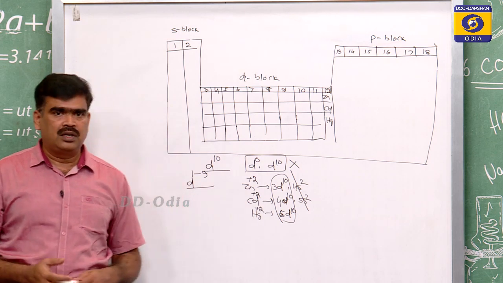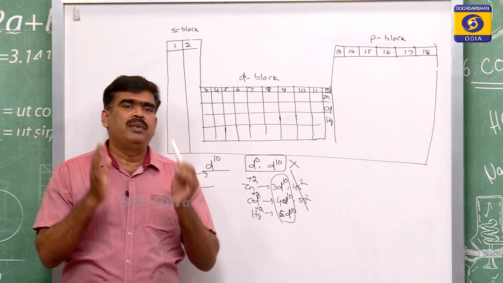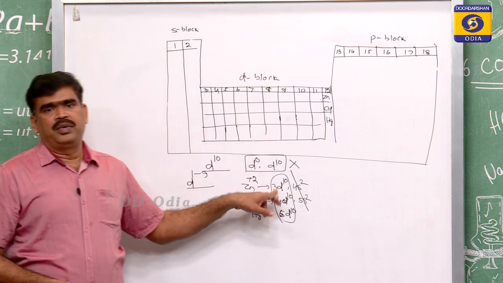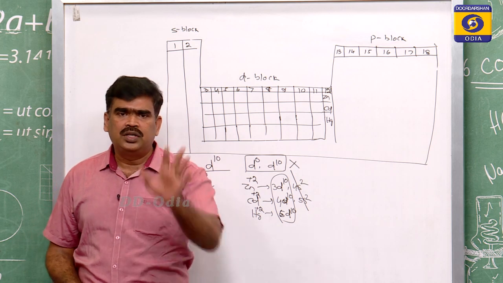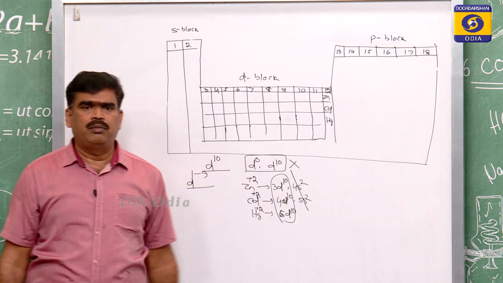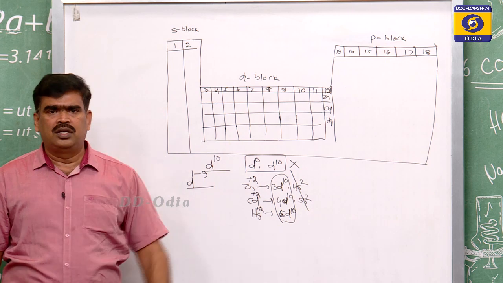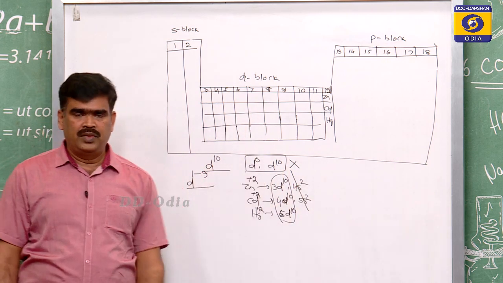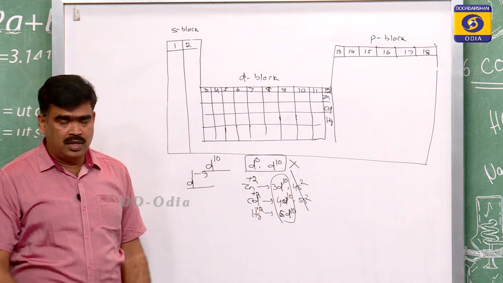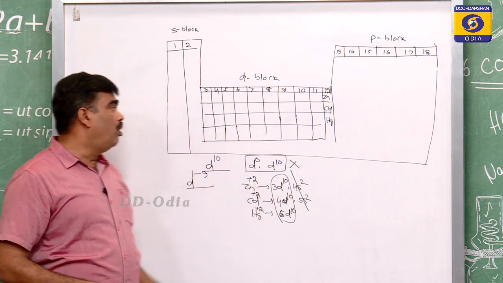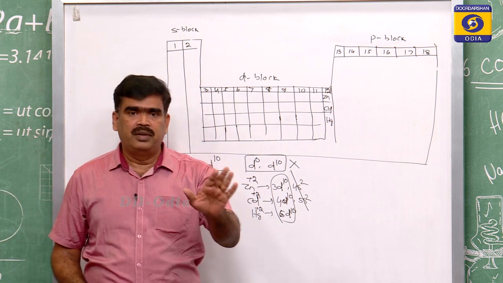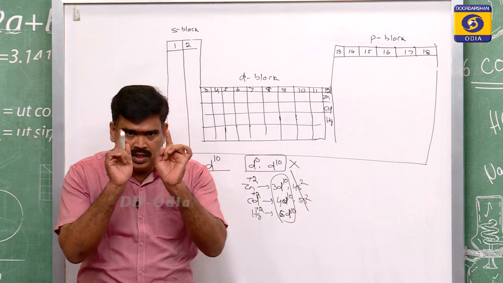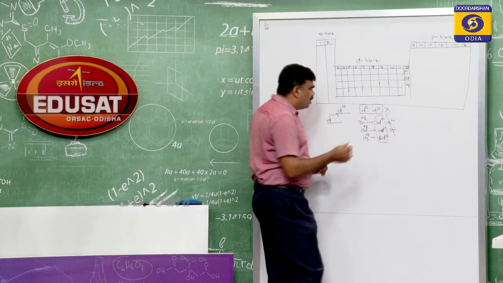So as per the definition, they must have partially filled d orbitals, but they have a d10 configuration. All 10 electrons are in the d subshell, the entire d subshell is full, therefore we cannot call them transition elements. Rather, they are called d block elements. They belong to the d block, but they are not transition metals. That means all d block elements are not called transition elements, but transition elements belong to the d block. Keep this in mind.